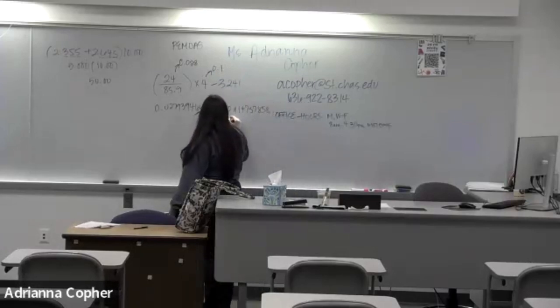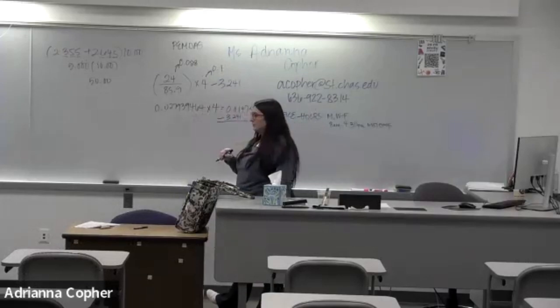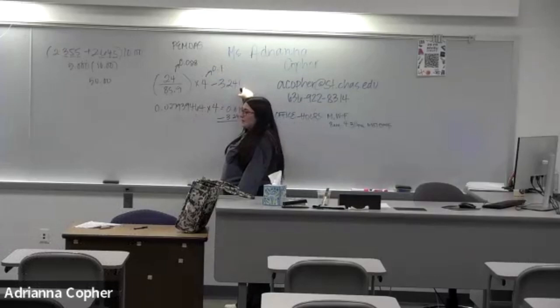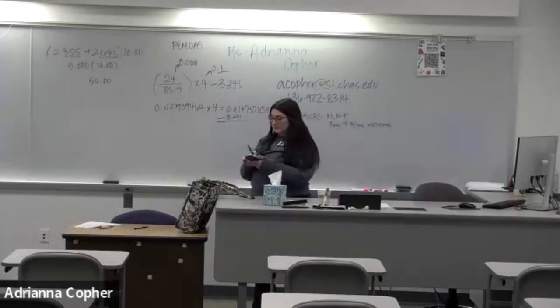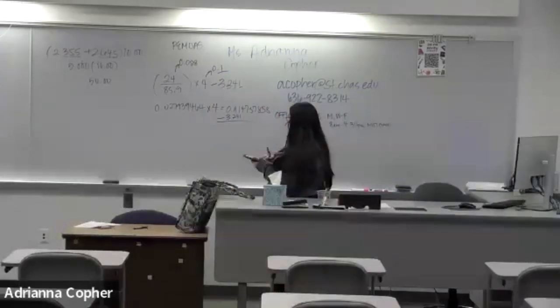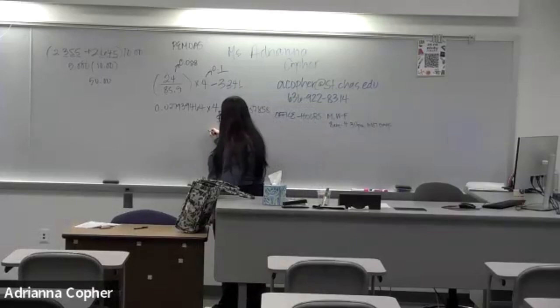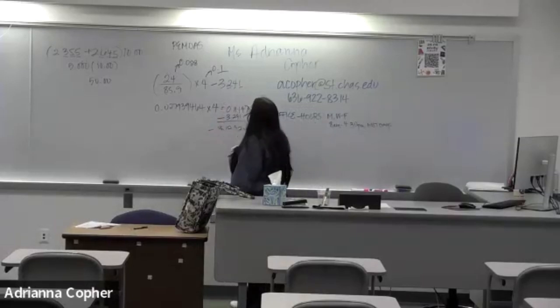Okay, if I subtract this minus 3.241, right? This is no longer sig figs. These are decimal places. I have 3 here. I have 1 here. Right? So what is my answer going to be? Okay. It's going to be a negative 3.12942, but I'm only gonna have one decimal place.